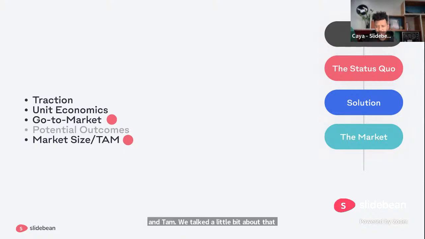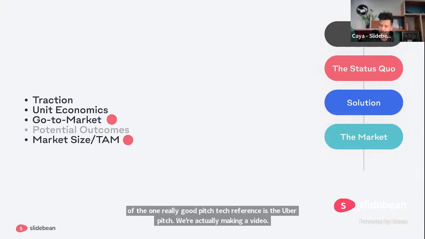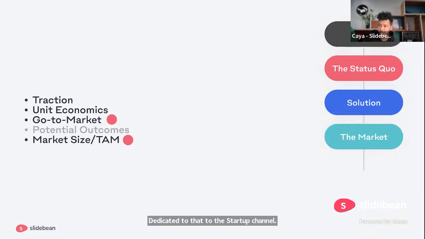Potential outcome slide, there's a really good one. One really good pitch deck reference is the Uber pitch deck. We're actually making a video dedicated to that, to the Startup Club channel, on kind of tearing down these popular deck examples. Uber has a fantastic potential outcome slide, which has this funny story that their best case scenario was that Uber would become like a $1 billion company. That's what they expected as the best possible scenario. And they ended up being a much bigger company than that.